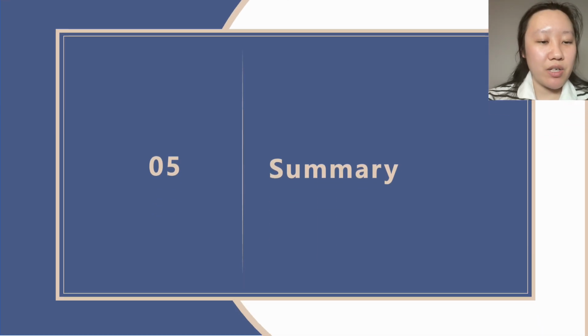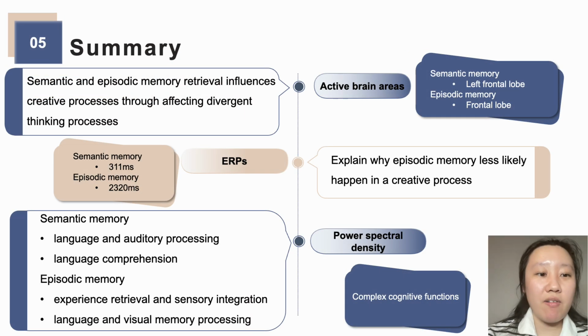So now let's have a quick summary of our results. Our study identifies three kinds of activities from the EEG. The first one is active brain areas, the second one is ERPs, and the last one is power spectral density. From the result on active brain areas, we have found that semantic and episodic memory retrieval can influence the creative process through affecting the divergent thinking process.